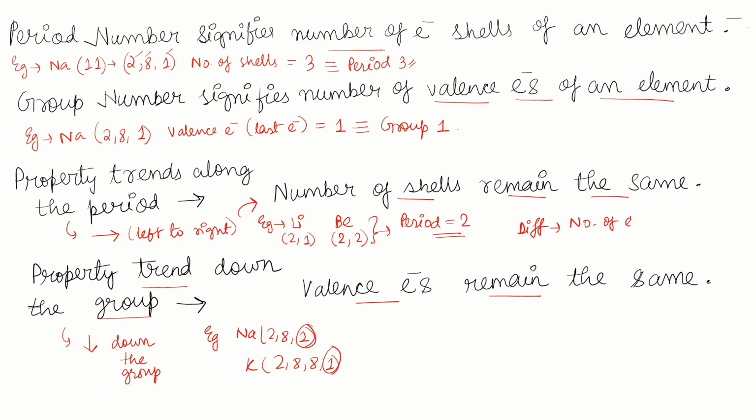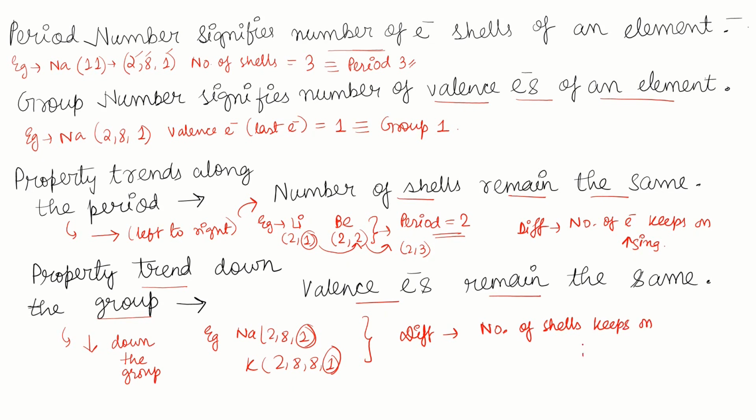Now the difference, see, the number of electrons keeps on increasing along the period. See over here, lithium is 2, 1, beryllium 2, 2, next will be 2, 3. So what's the difference? Electrons increase. And down the group the difference is the number of shells keeps on increasing. Okay, check the example, 2, 8, 1, 3 shells, and here it will be 2, 8, 8, 1. So 4.